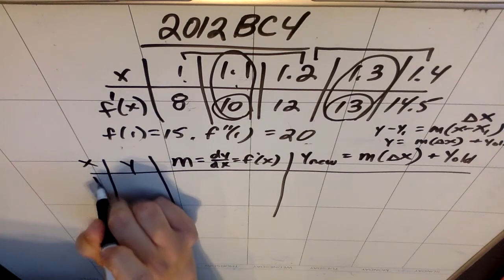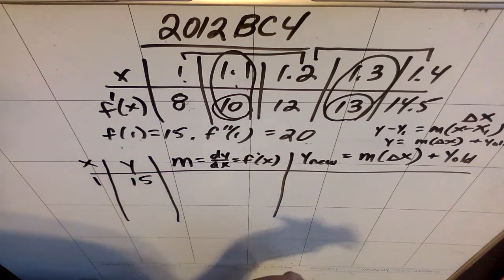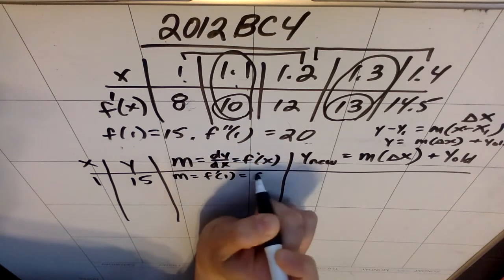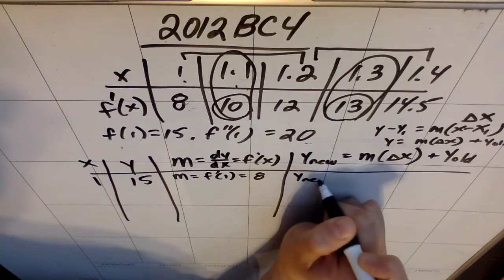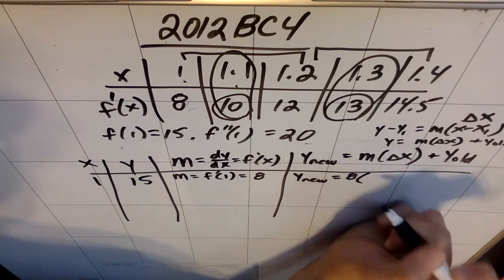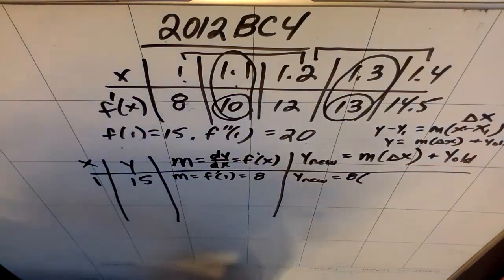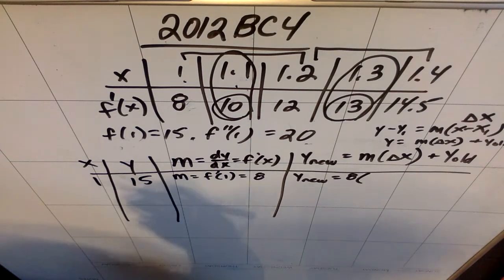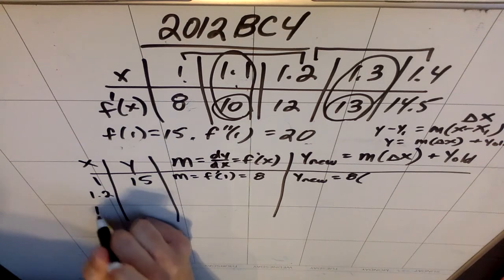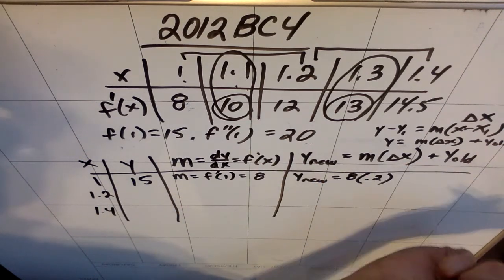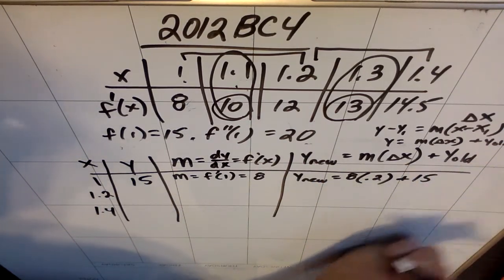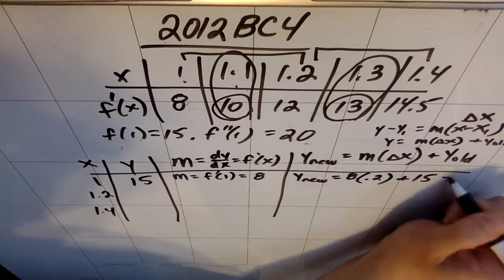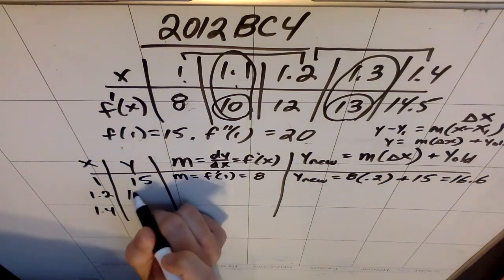So we're starting at x is 1, and we know the y value at 1 is 15. My slope at 1 should be f prime of 1, which was given to me as 8. So my new y value should be my slope, 8, times my change in x. Now you'll notice each one of these is going by 0.2, because they told me to go to 1.4 in 2 equal subintervals. So they want me to use 1.2 and 1.4. So my change in x is 0.2, plus the old y, which was 15, right? So I end up getting that this is 1.6 plus 15, which is 16.6. So we put a 16.6 here.